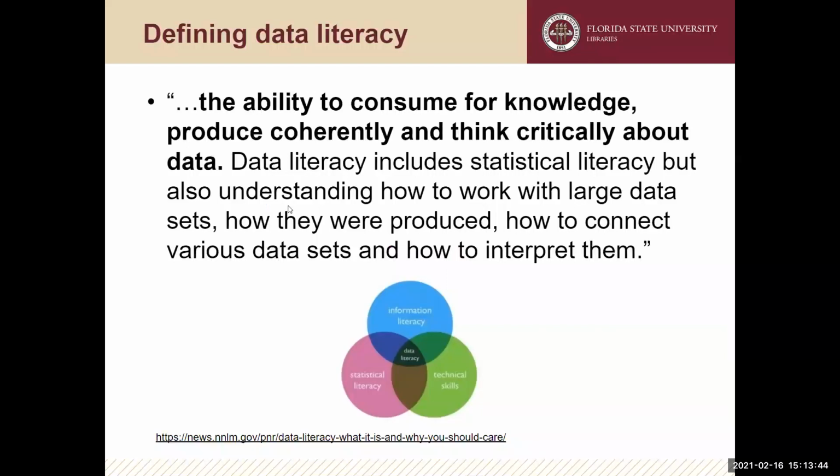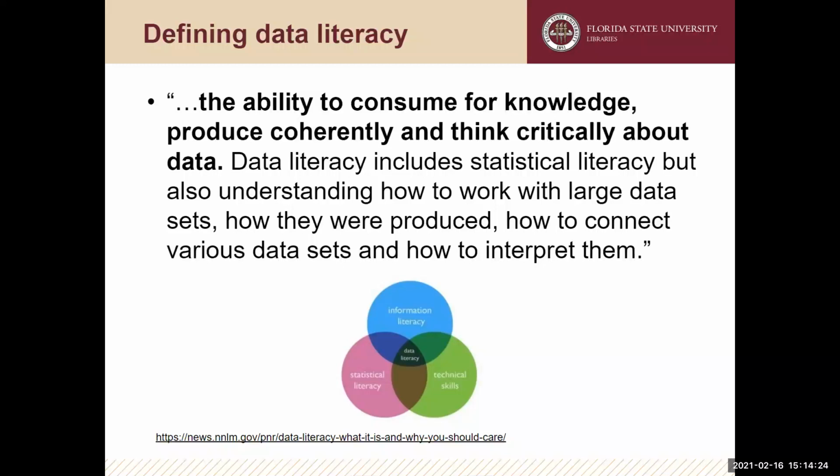So now that we've talked about data in and of itself a little bit, let's talk about data literacy. When we think about data literacy, I really like this definition that we show here. With data, there are several different ways to think about data literacy, depending on what you're emphasizing. But I really like this definition. The very first part that I bolded is the key point. Data literacy is the ability to consume for knowledge, produce coherently, and think critically about data.